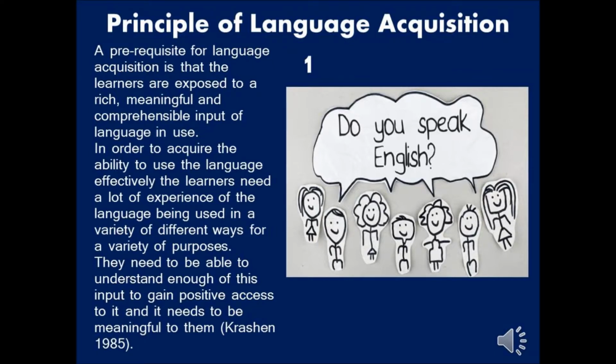Principle of language acquisition. A prerequisite for language acquisition is that the learners are exposed to a rich, meaningful, and comprehensible input of language in use. In order to acquire the ability to use the language effectively, the learners need a lot of experience of the language being used in a variety of different ways for a variety of purposes. They need to be able to understand enough of this input to gain positive access to it, and it needs to be meaningful to them. Krashen, 1985.